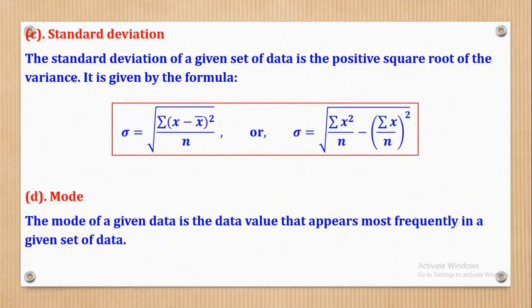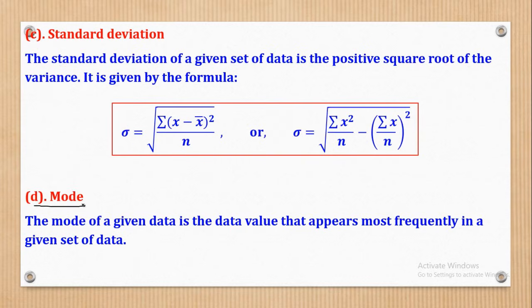So that was variance. Now we shall go to standard deviation. The standard deviation of a given set of data is the positive square root of the variance. Note the word positive square root. Remember, the square root of any value has plus or minus, so here we take the positive square root, and it's given by the formula. Remember, this was the formula for variance. So when you put the square root, it becomes standard deviation. Similarly, this was the formula for variance, and when you put the square root, it becomes standard deviation.